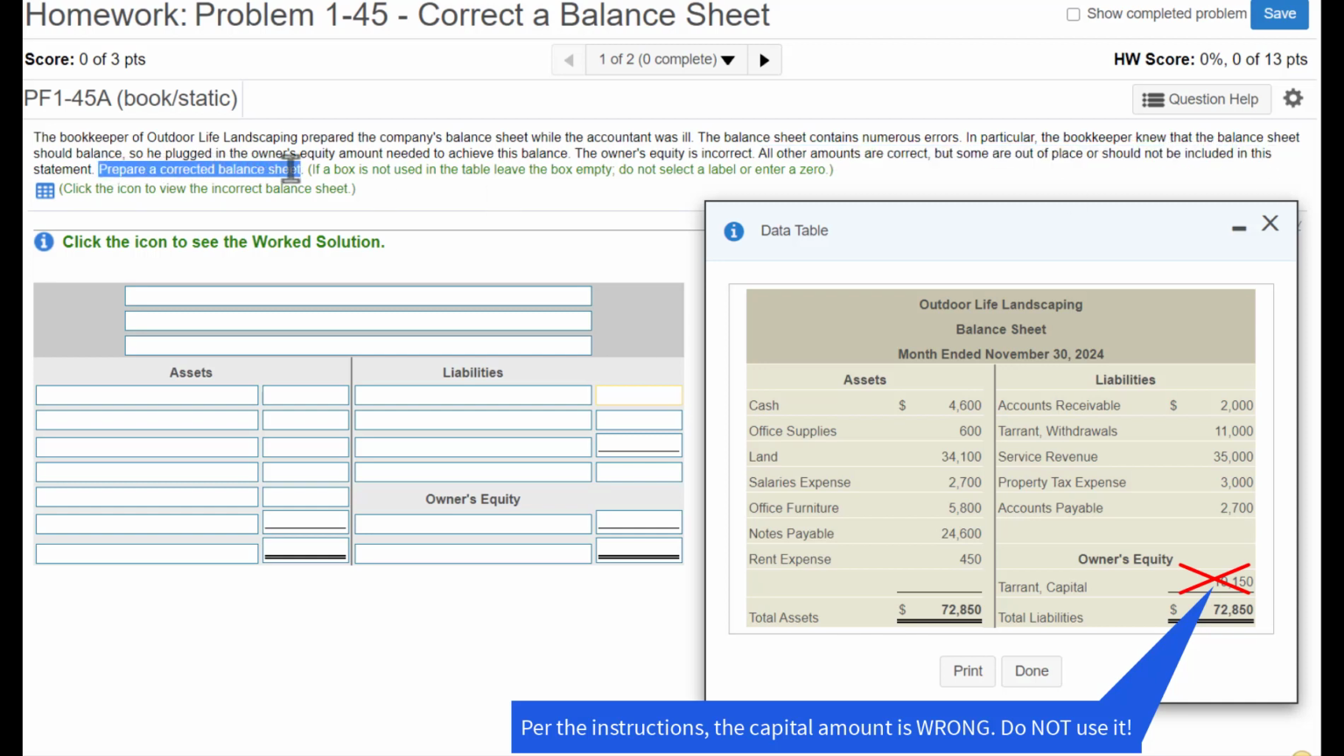Prepare a corrected balance sheet. If a box is not used in the table, leave the box empty. Do not select a label or enter a 0. All right.